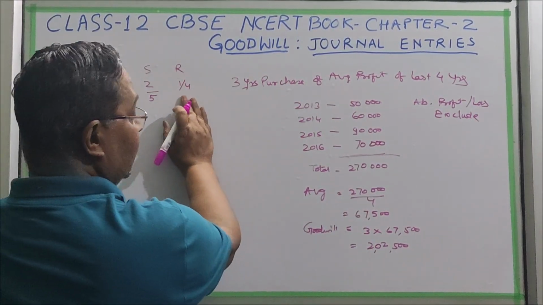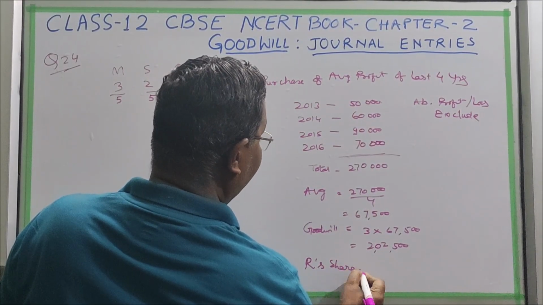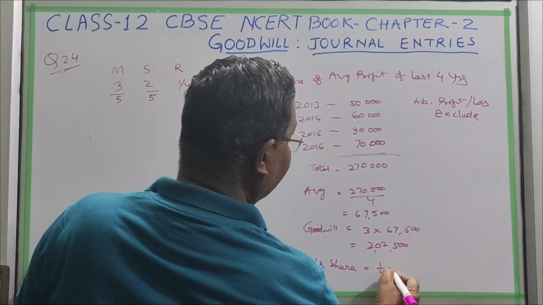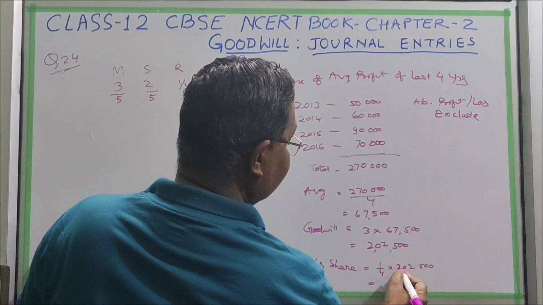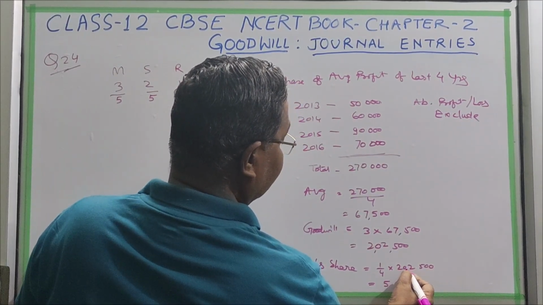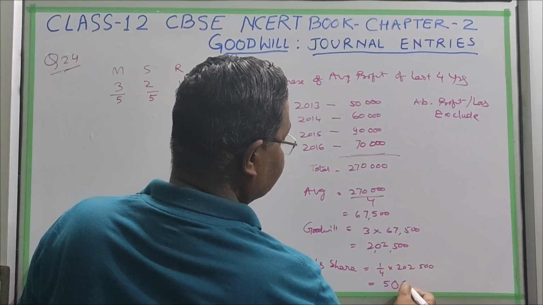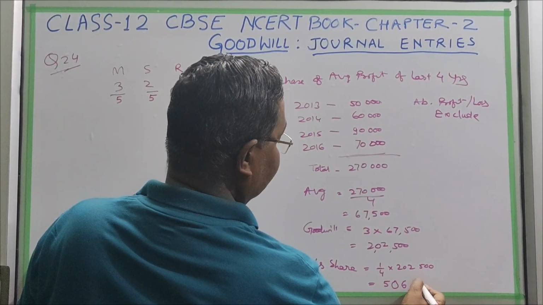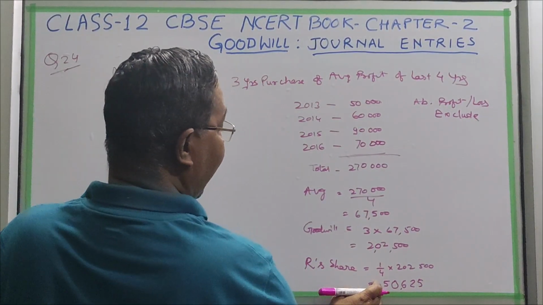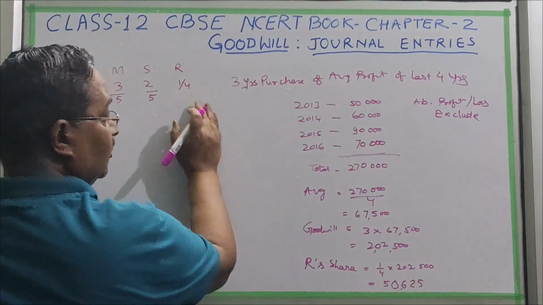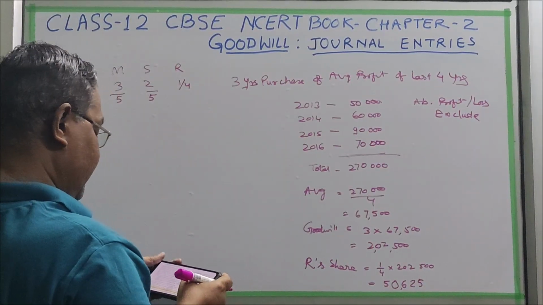Now how much will R give? R's share will be 1/4 of the firm's goodwill. Okay, so how much will it come to? So this is R's share. R will give this much. R's goodwill portion is this one, and it will be divided among them.